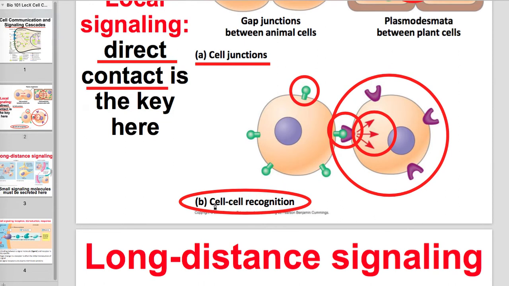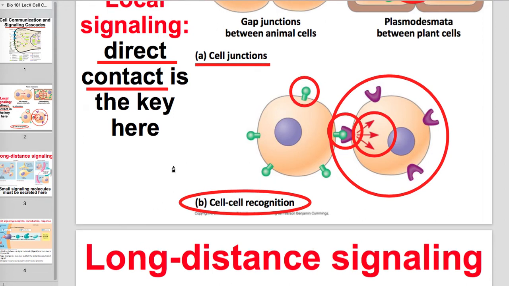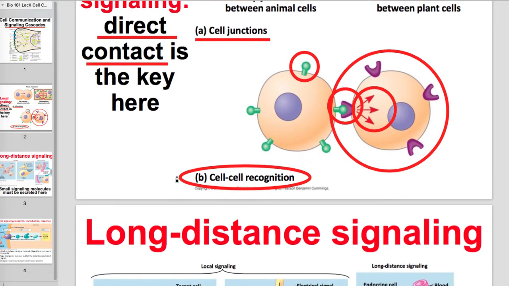And this is really B right here. This is the real direct way you're going to see a lot of things happen. Most of the stuff in this lecture is going to talk about the long distance signals, but a ton of what's happening is cells basically interacting with each other.